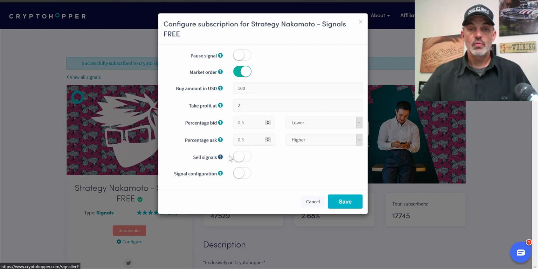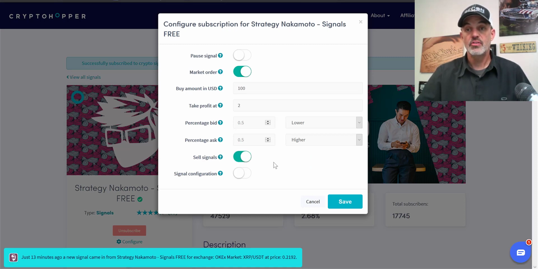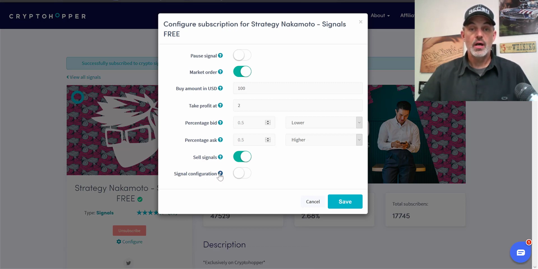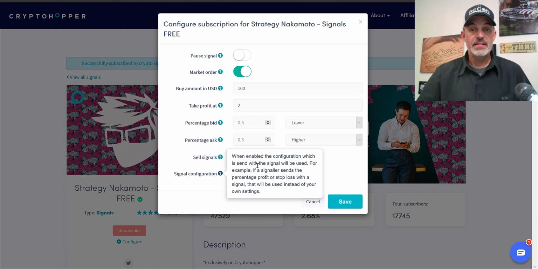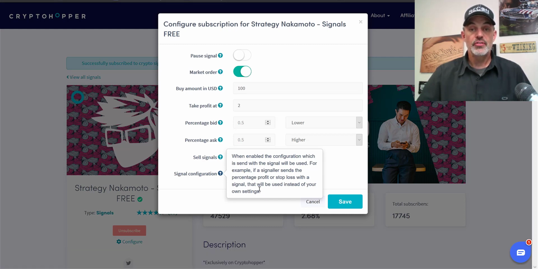And sell signals, again, that basically means that the hopper will follow sell signals of the signaler and sell positions according to these signals. And that's what we're going to do. We're going to let it sell based off of their signal, so they can't say, I didn't give it its opportunity. We're going to let it do its thing. And again, we're going to use the signal configuration, which will basically take commands from the signaler rather than your configuration. So the profit or stop loss will be used as the signal instead of your own settings.